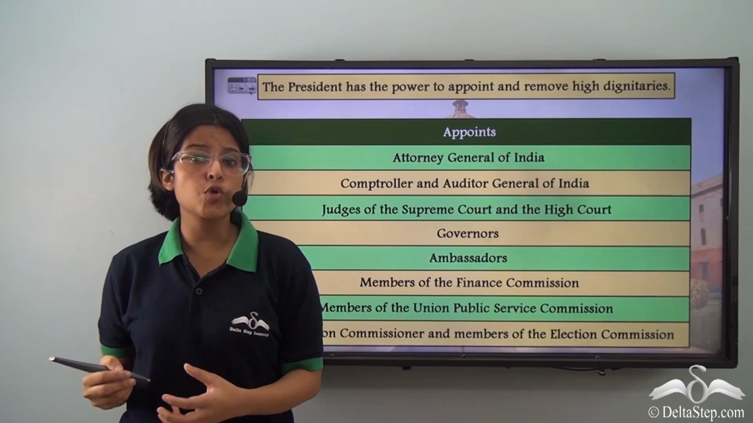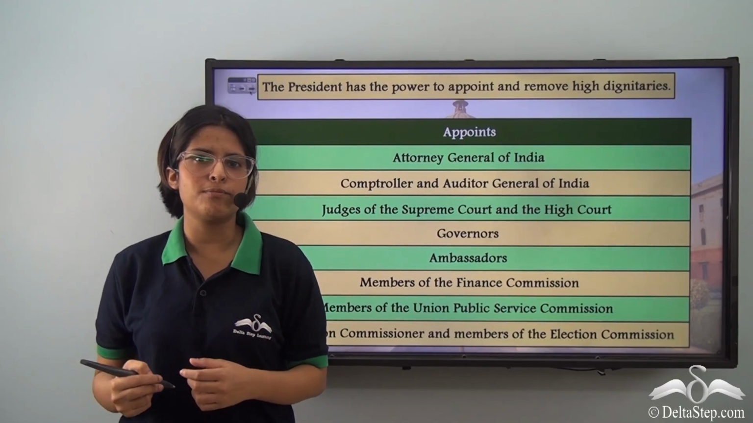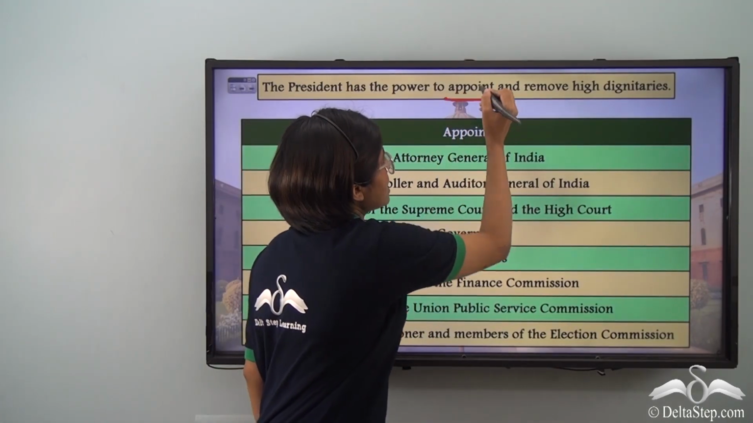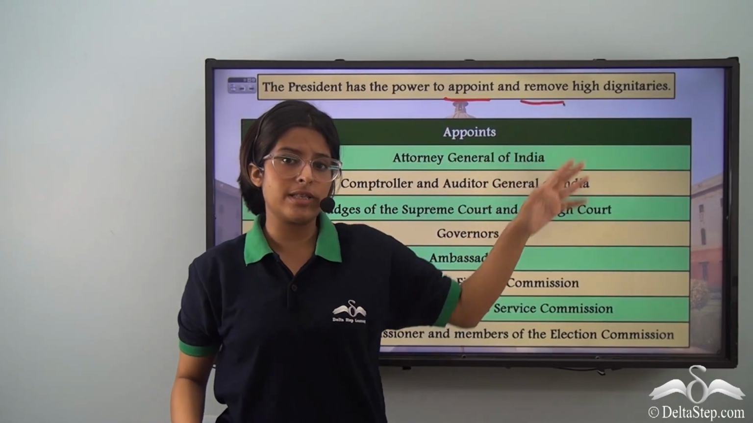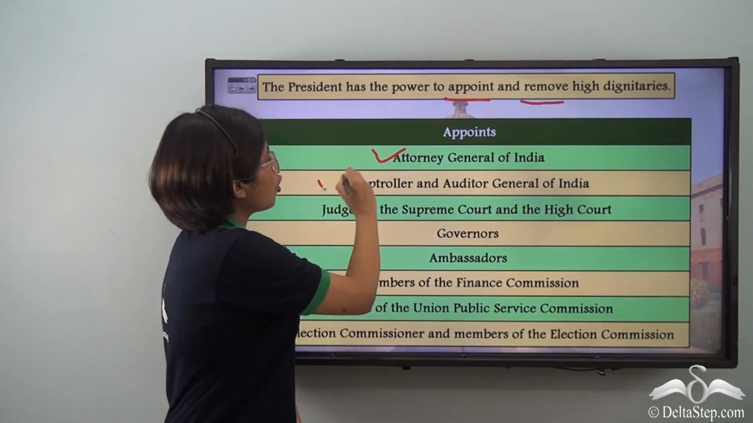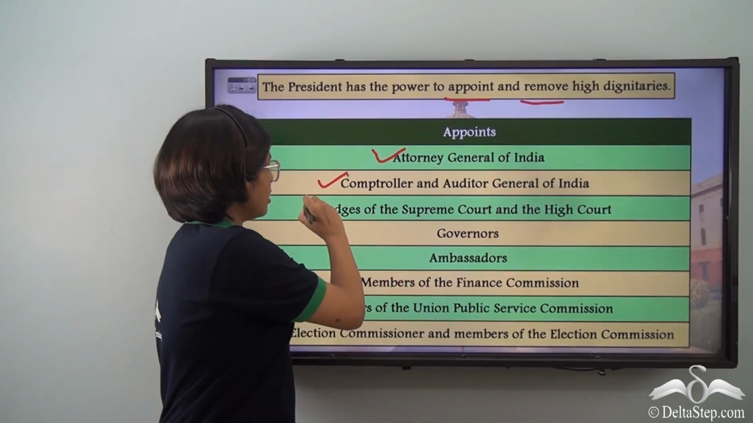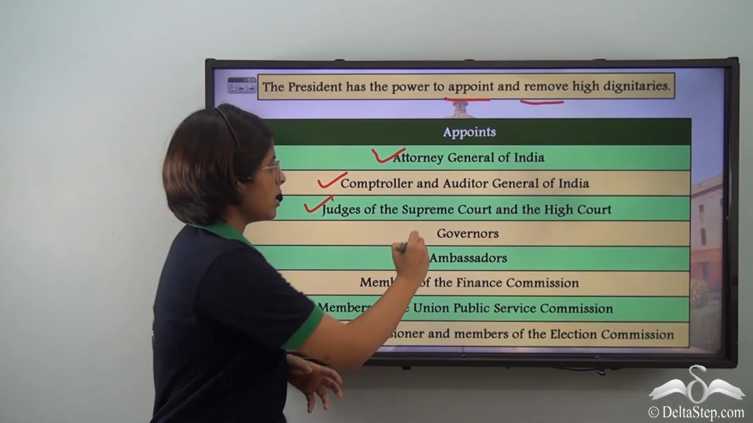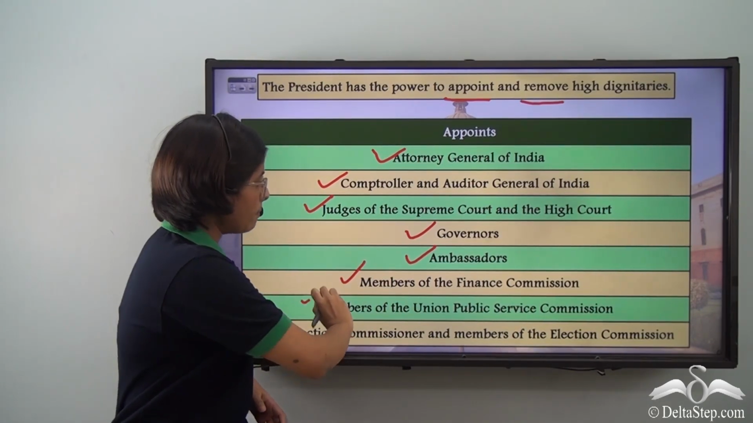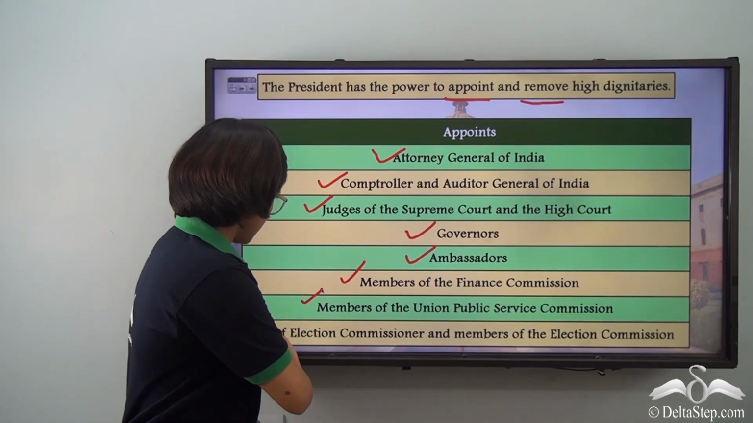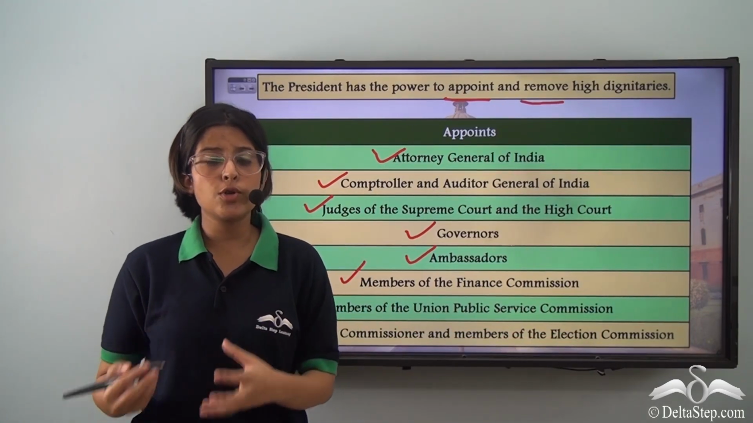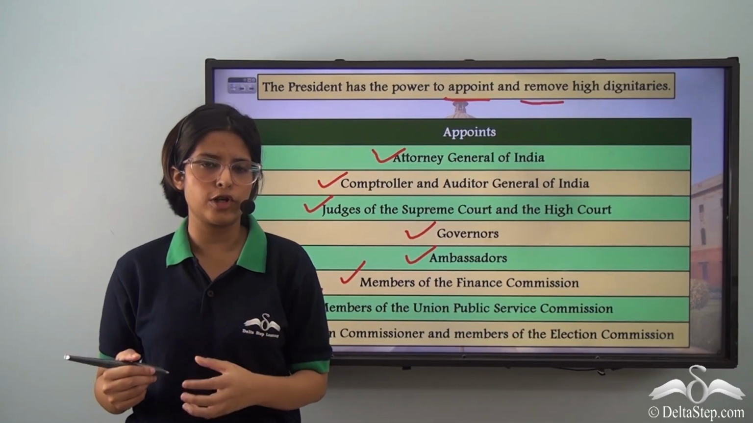The President not only appoints the Prime Minister and the Council of Ministers, but the President also has the power to appoint and remove high dignitaries. So the President also appoints the Attorney General of India, the Comptroller and Auditor General of India, judges of the Supreme Court and High Court, the governors, ambassadors, members of the Finance Commission, members of the Union Public Service Commission, Chief Election Commissioner, and members of the Election Commission. So the President appoints all of these high officials.